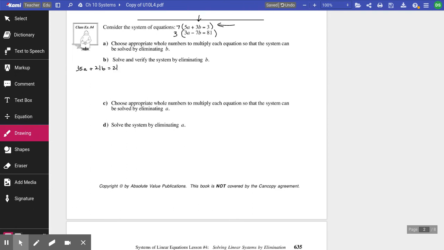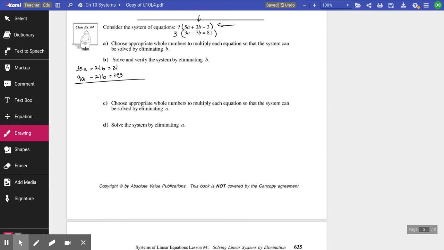The bottom equation will become 9a minus 21b. It's going to work. And 81 times 3 is 241, I believe. 243, sorry.